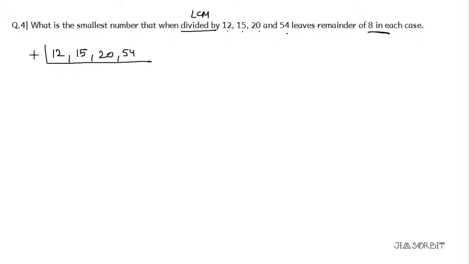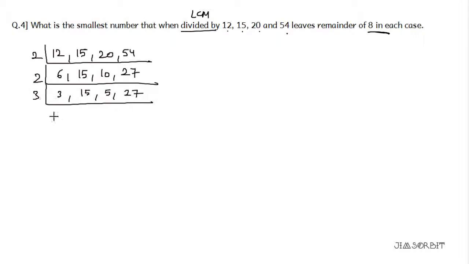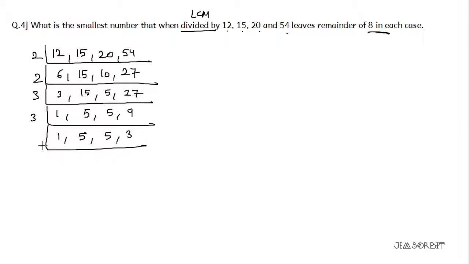Let us find the LCM. 2, 6, 15, 10, 27. Then 2, 3, 15, 5, 27. Now 3 will work: 1, 5, 5, 9. Again 3 will work: 1, 5, 5, 3. Again 3 will work. So 1, 5, 5, 1. 5 will work: 5, 1, 1, 1.